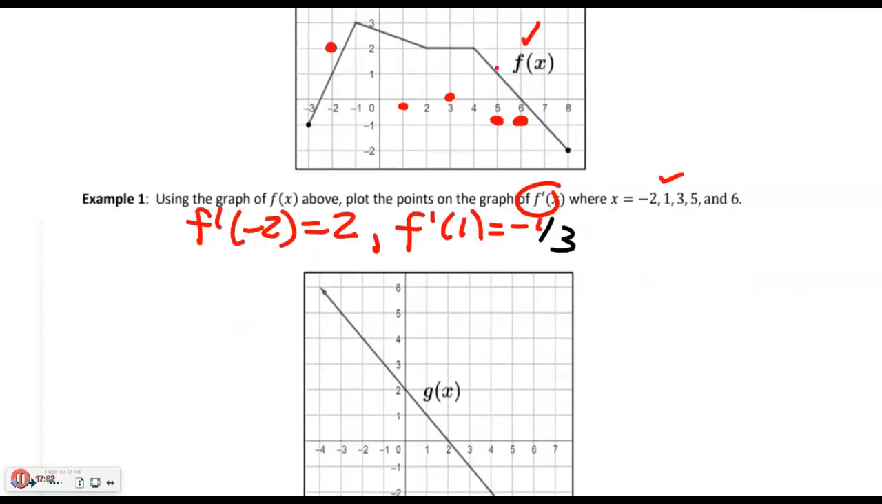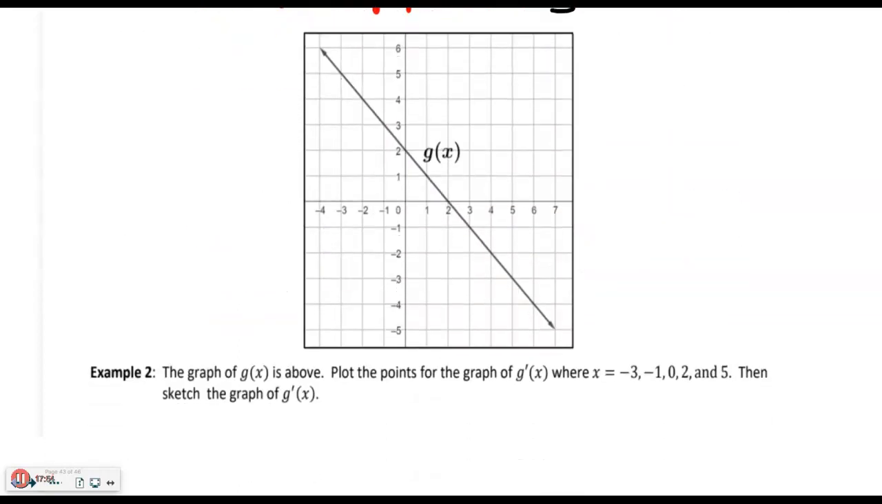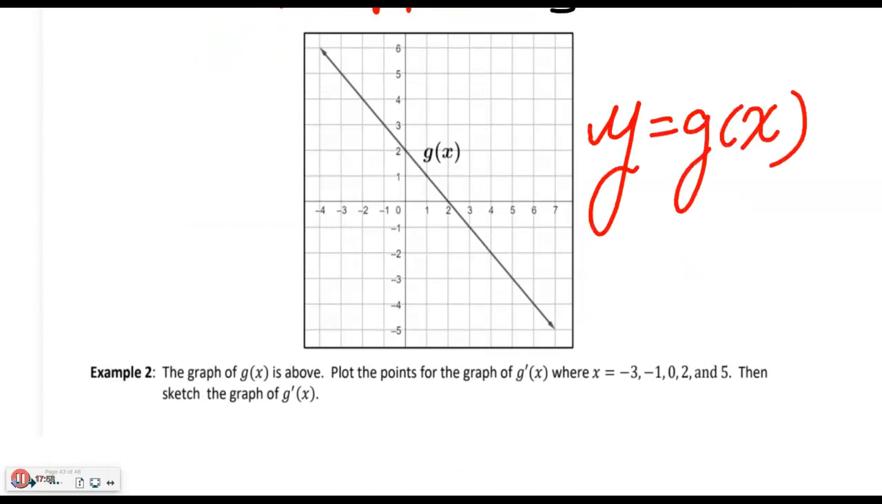So our first graph is a line, and it's the graph of g. I'm going to write y equals g, because later next week, we're going to be given either y equals g prime or g double prime, so you want to make sure you know what level you're on. It says plot the points for the graph of g prime, so the slopes on g, when x is negative 3. Are you ready? When x is negative 3, what's g prime?